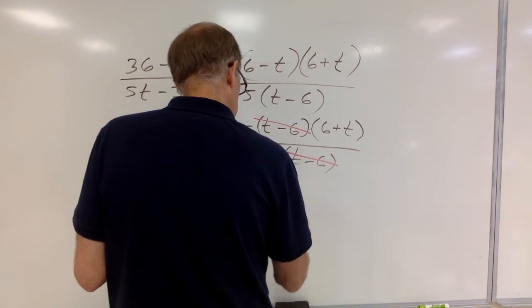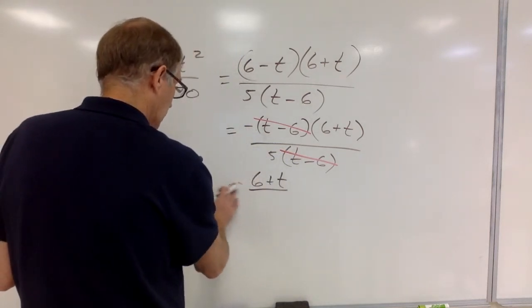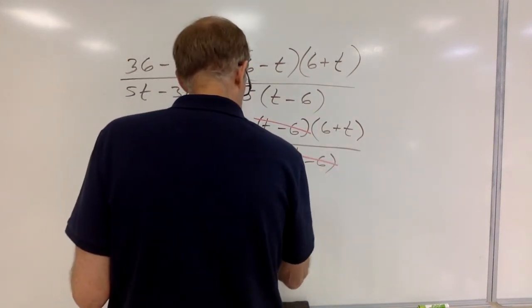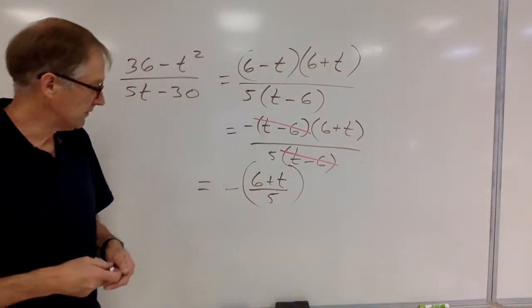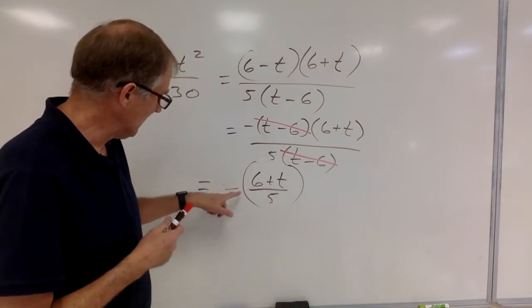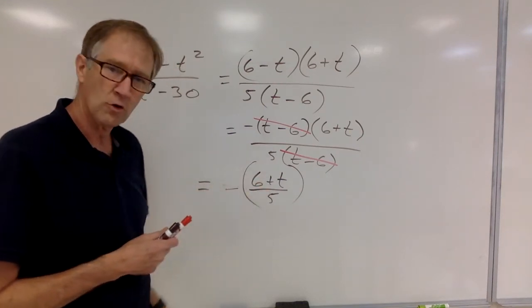plus t over, that negative sign applies to the whole thing. We put it down here. That applies to everything. Negative 6 plus t over 5. You can even put parentheses, or I forgot my equal sign. It applies to everything, and you can just leave it like that. You don't really need the parentheses. This is not negative 6 plus t. It's negative the whole term, all right?